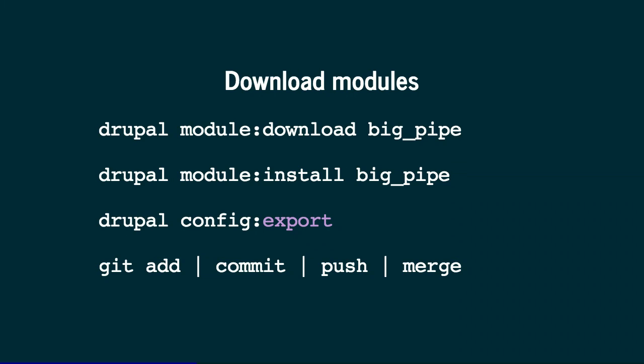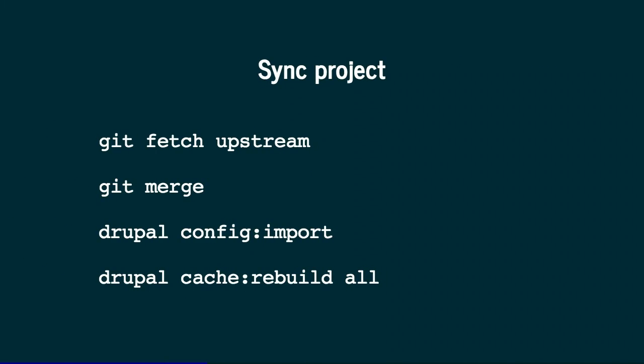Then I can run Drupal module install with the module name, in this case Big Pipe, and Drupal config export, because I want to make sure all the configuration is exported. And again, add, commit, and push my changes using Git, then merge my pull request. The rest of the team can fetch upstream changes, merge the upstream, and from there run config import and maybe cache rebuild, or the CR command, because that's probably one of your best friends in Drupal 8.